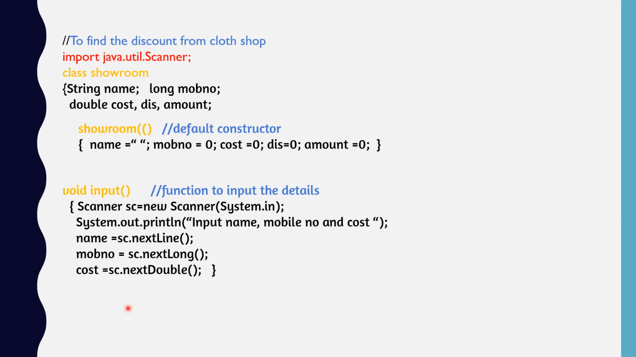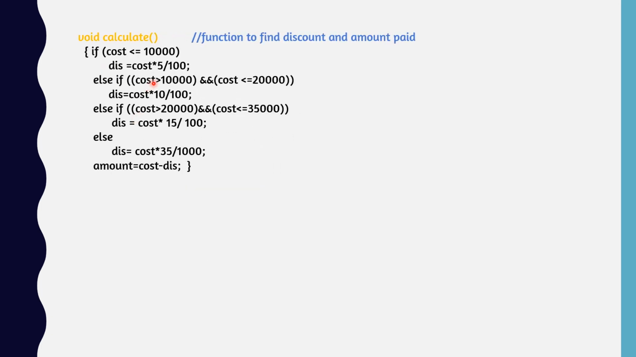So next long, and cost is equal to sc.nextDouble. So the third part of the function was also over. Now the next function, void calculate. The criteria was given. If cost is less than 10,000, discount is equal to cost into 5 by 100. That means 5%. And if cost is greater than 10,000 and less than 20,000, according to Java format, write properly.